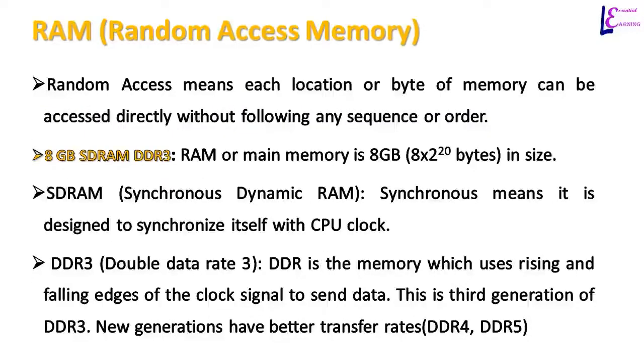Like microprocessors, RAM is placed on the motherboard too. RAM is memory, primary memory. The microprocessor has direct access to the primary memory. RAM stands for random access memory. Random access means each location or byte of memory can be accessed directly without following any sequence or order.